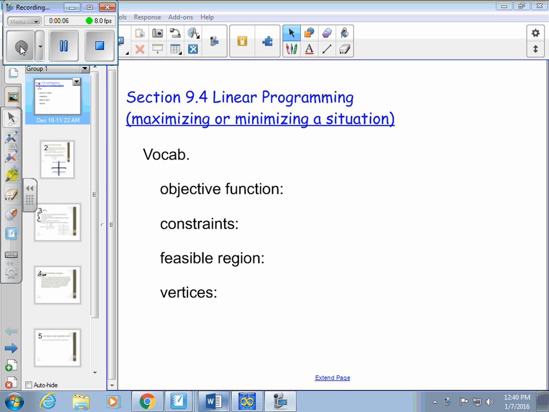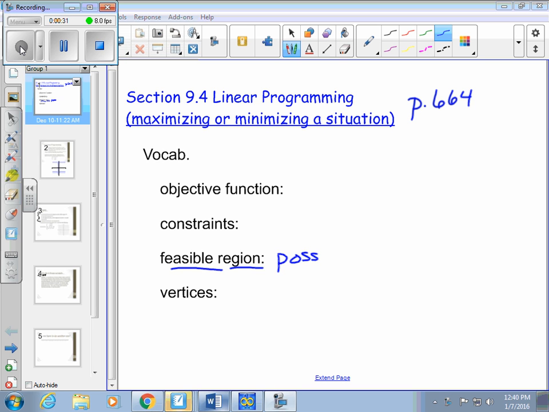Okay, today we're going to take an extension of 9.3 and take it one step further and talk about linear programming. Reading page 664 in your text could be extremely helpful, looking at the vocabulary. We're going to do what we did yesterday, creating the feasible region where all the possible answers are, and we're going to find our vertices. We're going to find all intersection points.